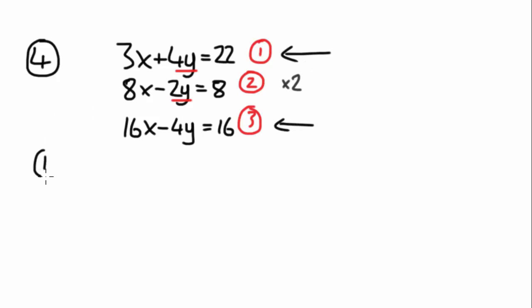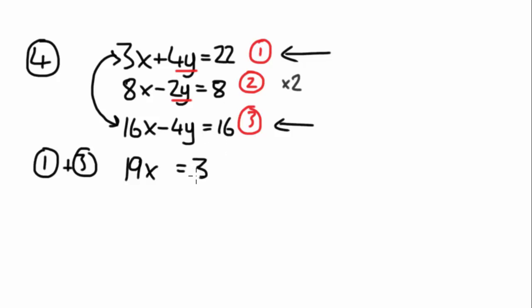So we're going to use this equation and this one. What we're going to do is take equation 1 and add equation 3 to it, because if you add the plus 4y and minus 4y, that gives us no y's. So we add these together: 3x plus 16x gives us 19x, plus 4 minus 4 is 0, and that equals 38. So 19x equals 38, x is going to equal 2. Divide that side by 19 and divide that side by 19.